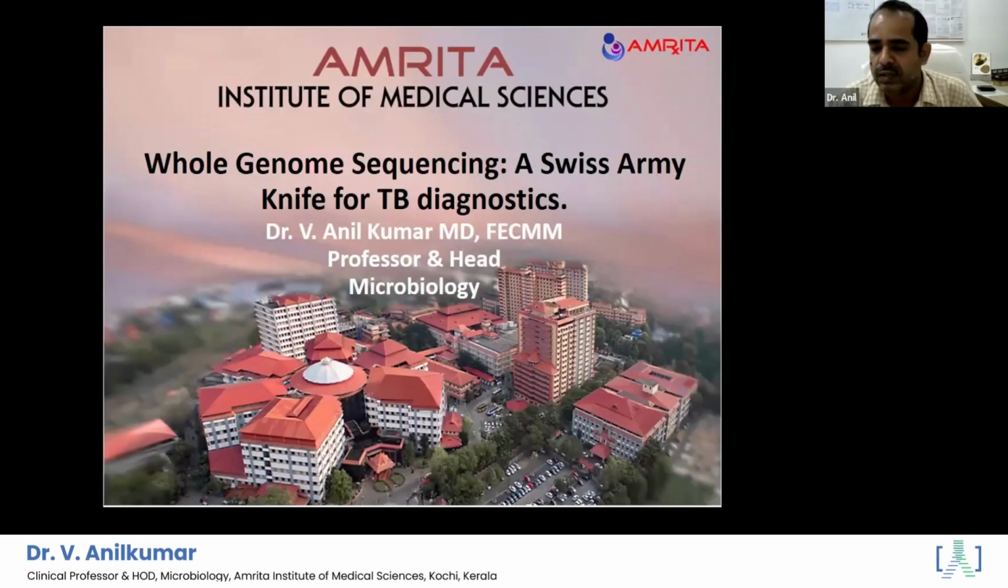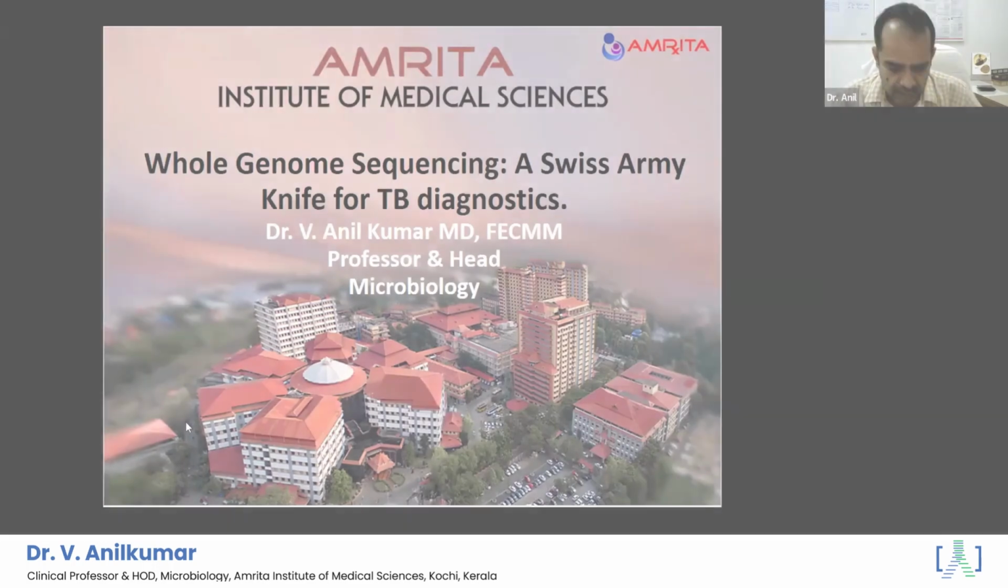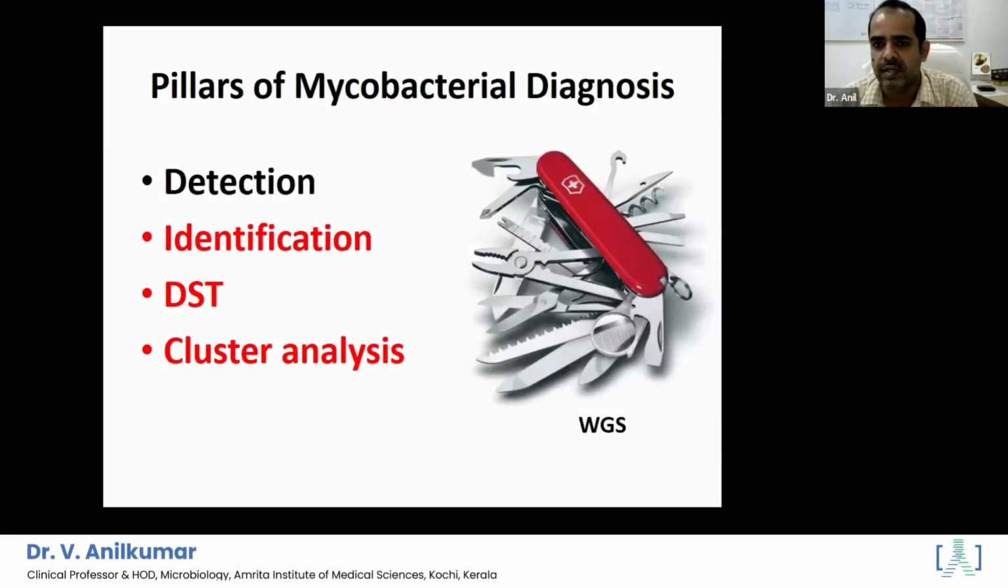So I'll be talking on whole genome sequencing, my experience with the utility of the pillars of microbiological diagnosis. If you want to diagnose mycobacterial infection or TB, you have to first detect TB, and we have plenty of methods to detect TB. Then you have identification, DST, and then you do a cluster analysis. Now, cluster analysis is something that has come into vogue because of whole genome sequencing. So there are many methods for detection and identification.